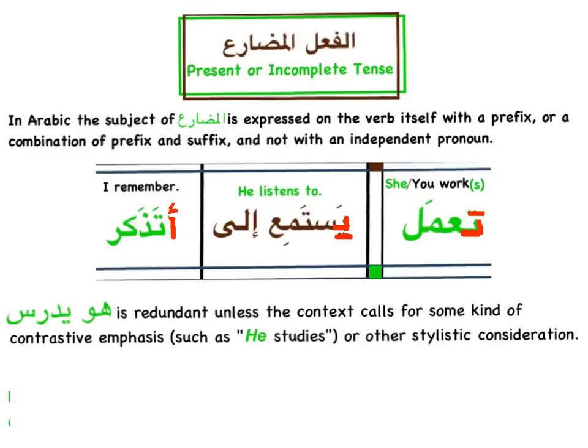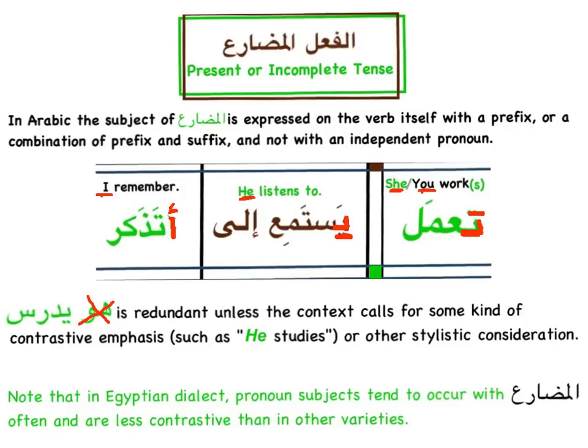And the reason we do this, like in هو يدرس, we don't need هو because we have the prefix ya, is that هو is redundant unless the context calls for some kind of contrastive emphasis, or other stylistic considerations. When you just want to emphasize the subject, you would say هو يدرس. Otherwise, you really just don't need it, and you just say يدرس. It's more than enough. Actually, it's perfect.